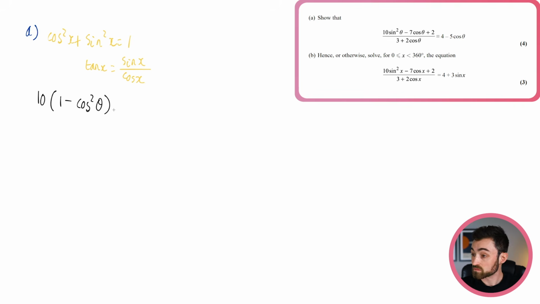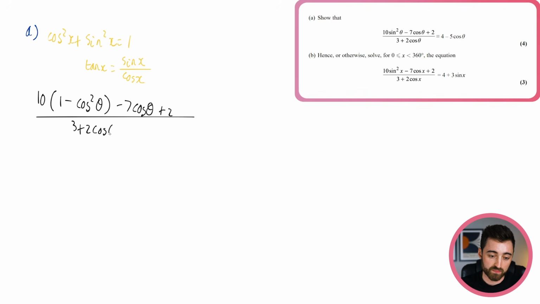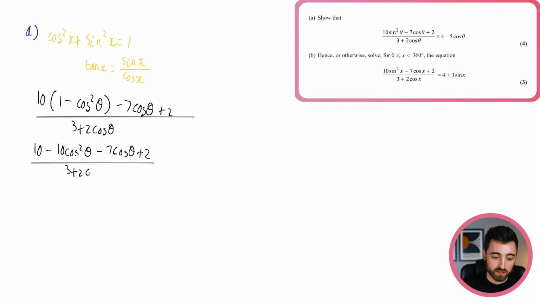This is a theta. Minus 7 cos theta plus 2, all of this stuff. Just clean up the rest, right? 3 plus 2 cos theta. Okay, clean up the top, see what we got. We're going to get 10 minus 10 cos squared theta minus 7 cos theta plus 2 all over 3 plus 2 cos theta. And then what we're going to get here, we're going to get 10 plus 2, so we're going to get 12.